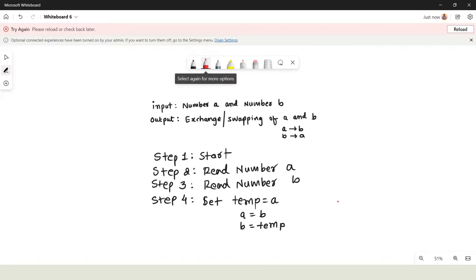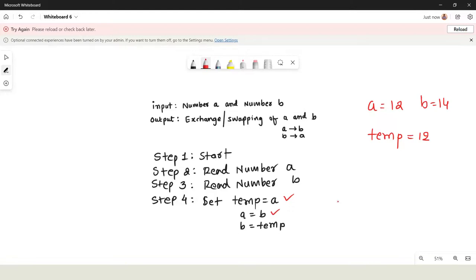Before I write the next step, let me explain this. Let's say the value of A is 12, value of B is 14. Now I am going to store the value of A. Look at the first step, temp is equal to A. Now the value of the temporary variable is 12.